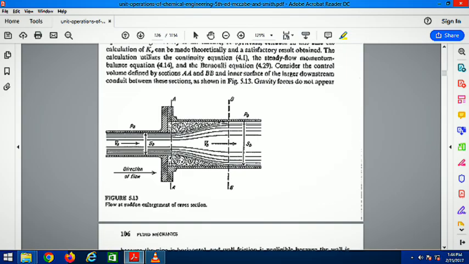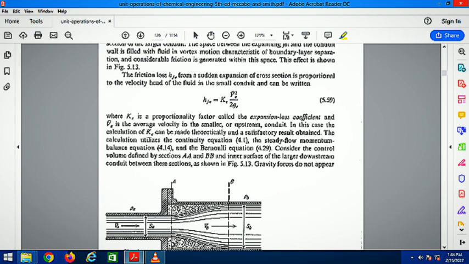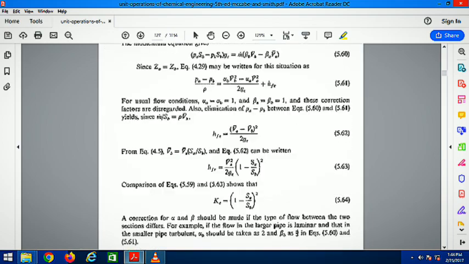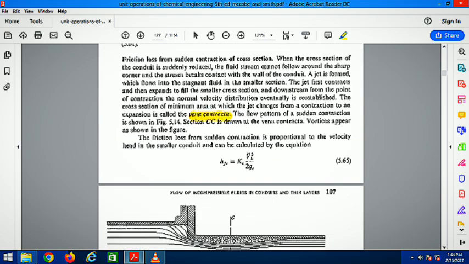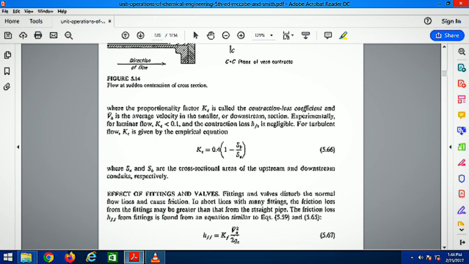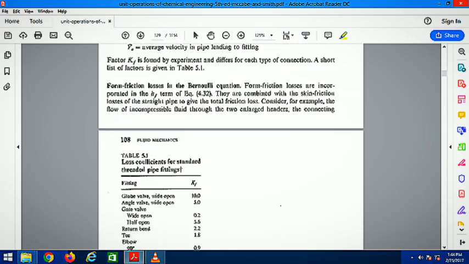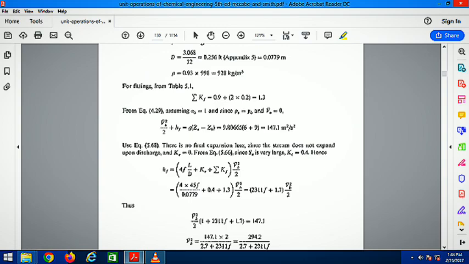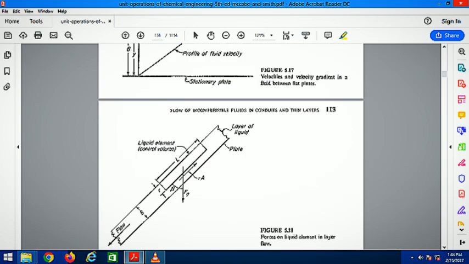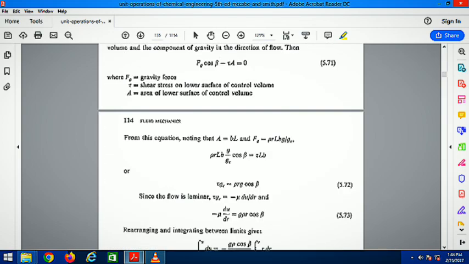because we are considering the main important topics, and here we have vena contracta. Vena contracta is that portion where the fluid first converges then diverges out. So there is a different contraction loss coefficient and various loss coefficients. You can check them out.